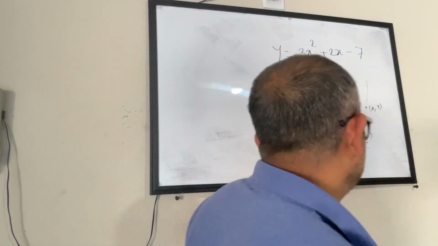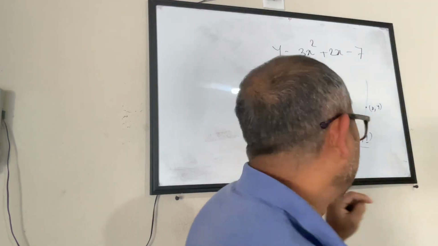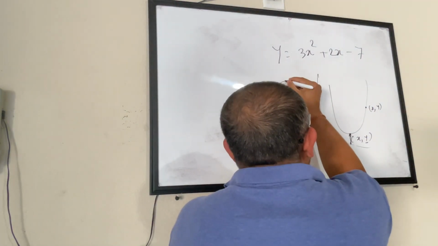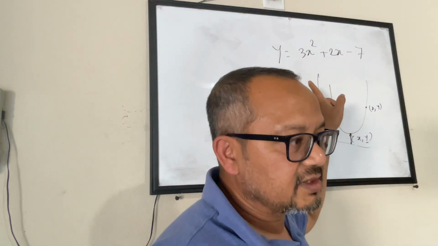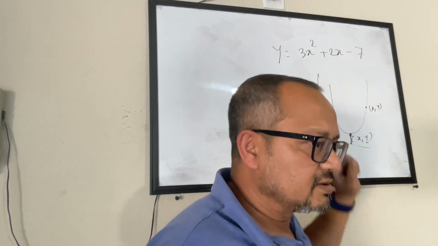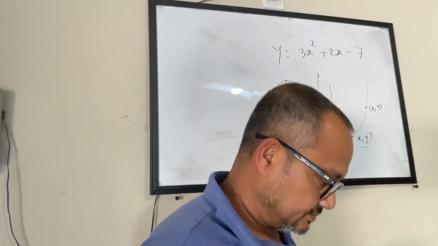On the entire parabola. If my parabola is facing downward, that means the vertex will be the highest point, or the highest value of the y coordinate. That's how we'll relate it. Is that part okay? Yes.